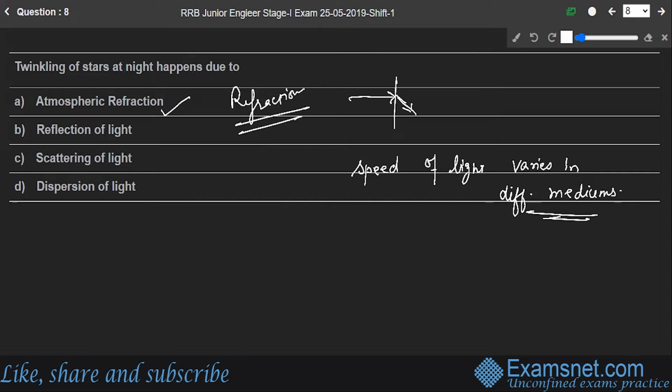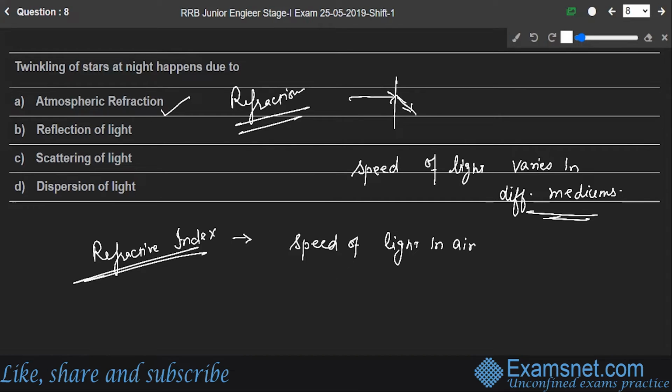Next, let's discuss a bit about the concept of the refractive index, because how much it will refract depends on the refractive index of that medium. This is the ratio of speed of light in the air upon speed of light in the medium. The greater the ratio of the refractive index between the two mediums, the more will be the bending of the light.